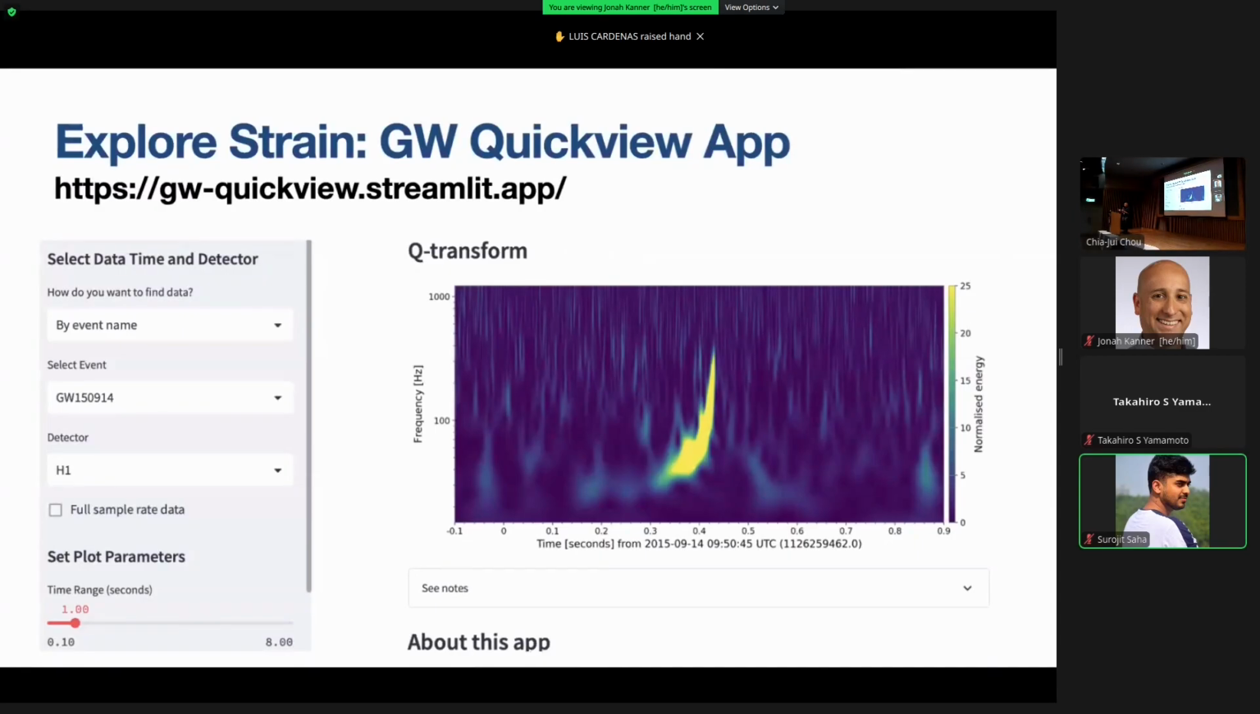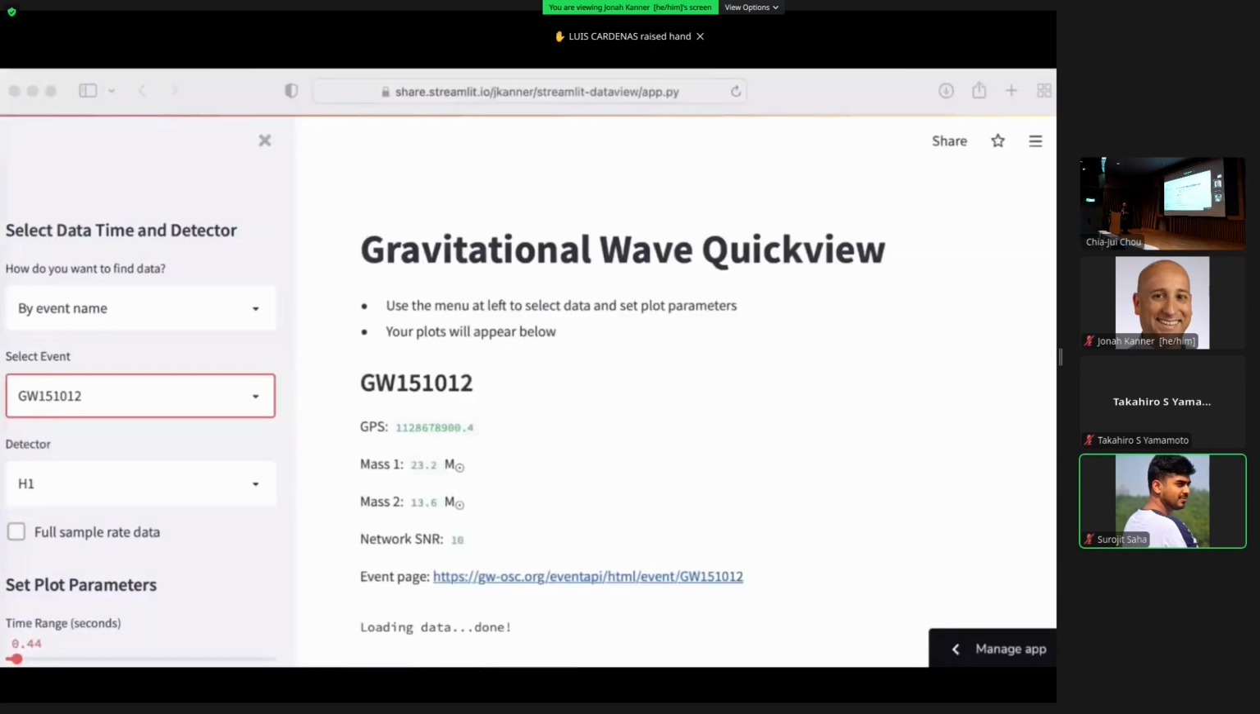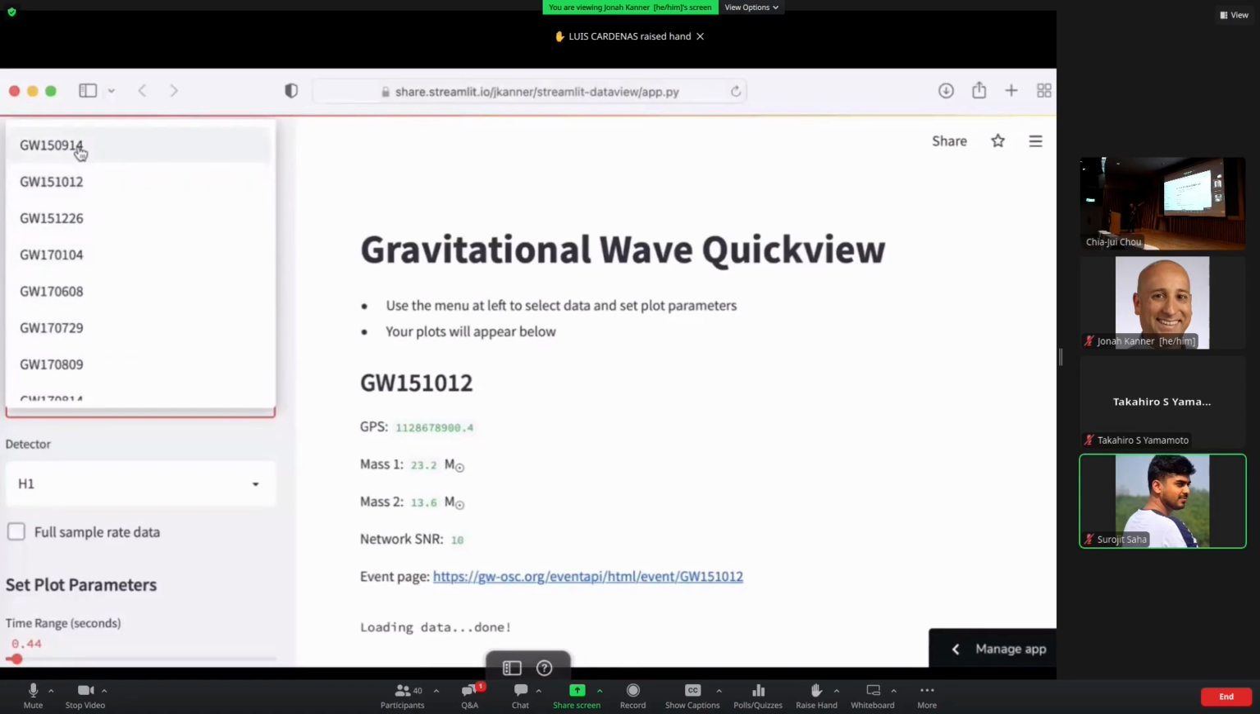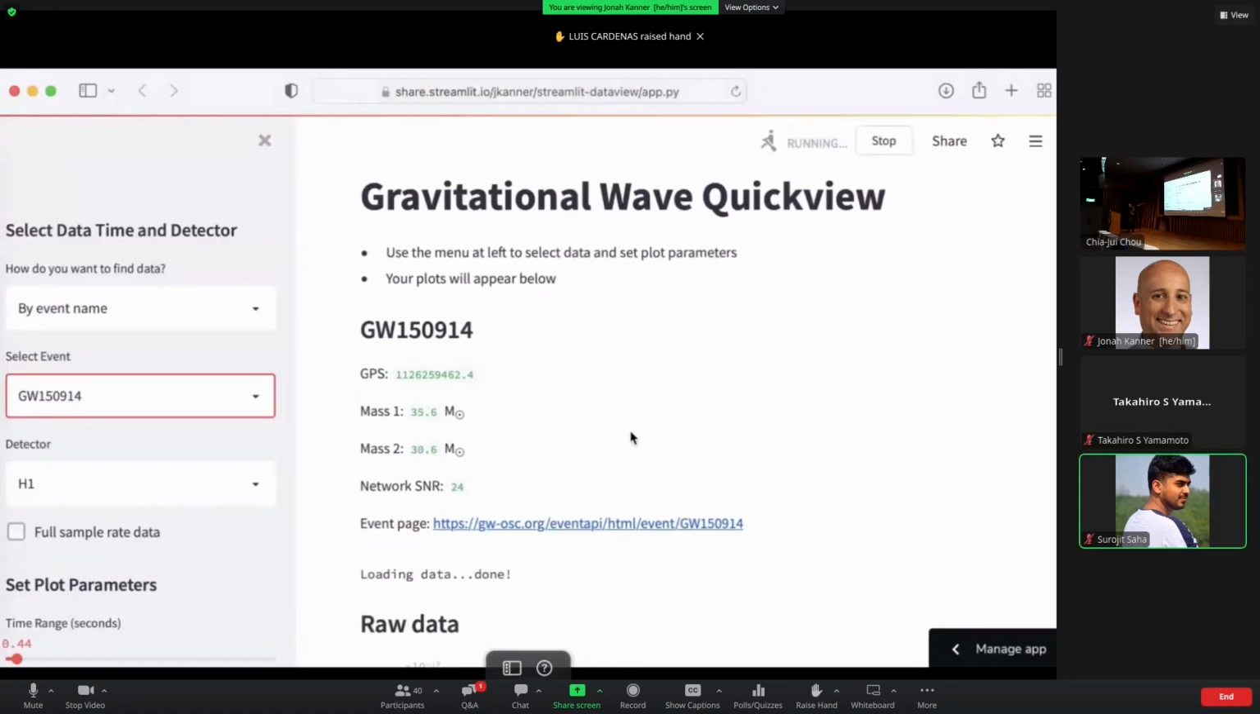So as a way to introduce yourself to the data files and to the strain, we make available a web app. This is the Quick View web app. The URL is up there. If you're on the GWOSC website, you can go to the learning path, gwosc.org/path, and there are links to a few of these web apps. This web app gives a way to just make plots of some of the data files. So you can put in the name of your favorite event. Here I'll pick the first one, 150914.